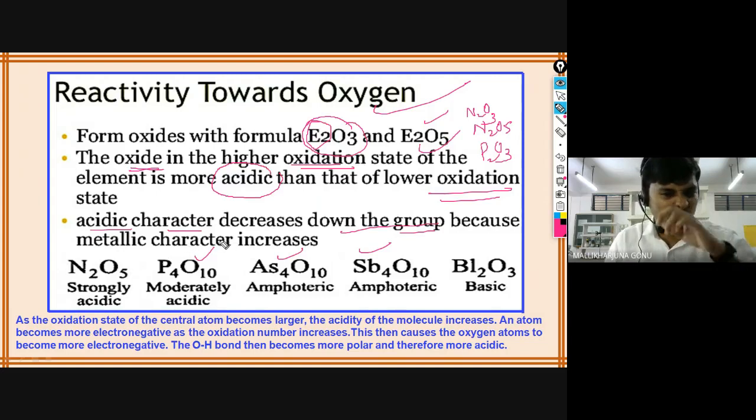So what does it mean if the lower oxidation state is the more acidic? What is the meaning of acid? We have now seen the different definitions of acids and bases. What is the difference between acids and bases? So what is the definition of the acid?